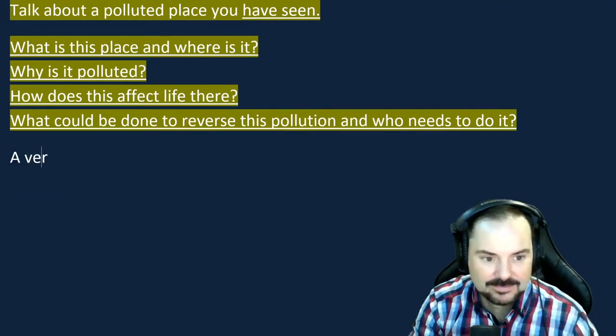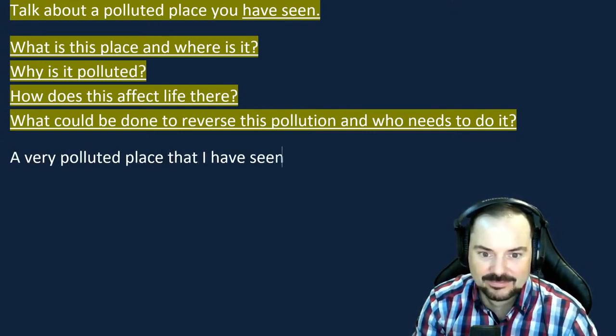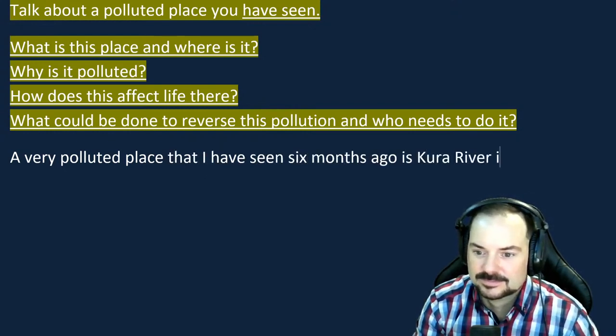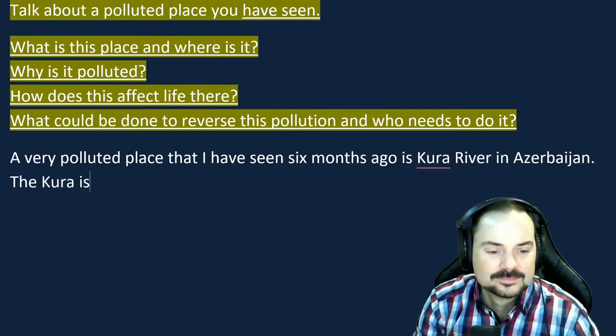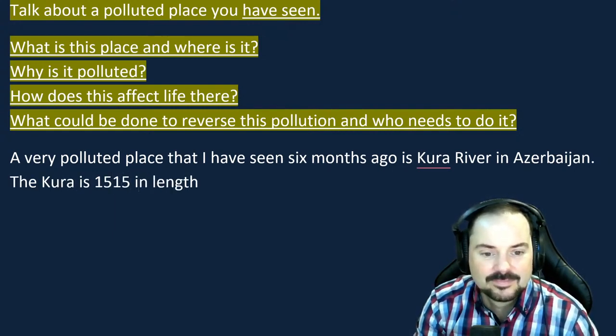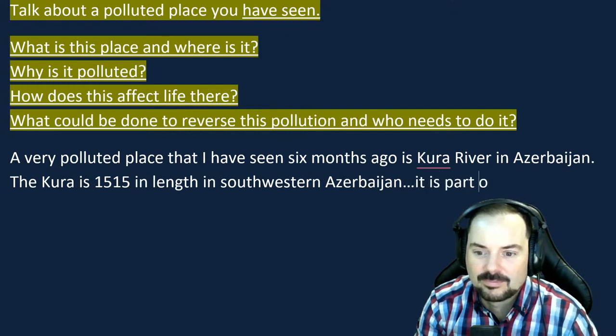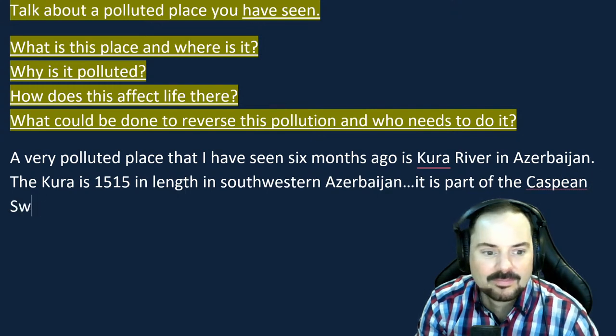A very polluted place that I have seen 6 months ago is Kura River in Azerbaijan. The Kura is 1,515 kilometers in length, located in southwestern Azerbaijan, and it is one of the largest rivers in the Caucasus. It is a part of the South Caspian Sea. It has hundreds of kilometers of shoreline with many towns and green spaces surrounding it.